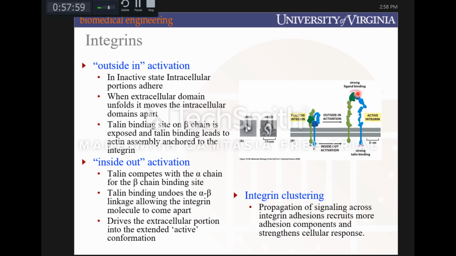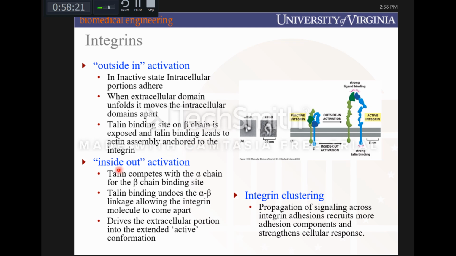And what this unfolding does is this really remarkable parade of events, but these alpha and beta tails that are in the cell end up moving apart from each other. And that sparks this whole signaling cascade, because the talins are finally able to bind both sides and propagate downstream signaling.